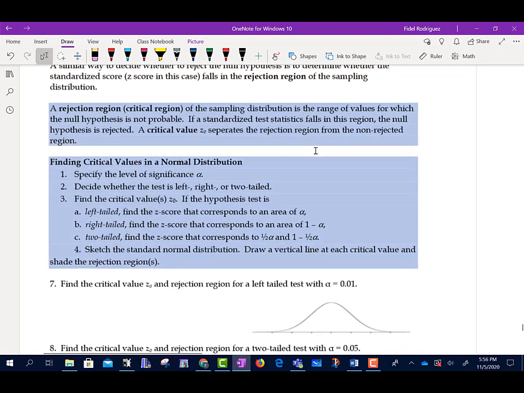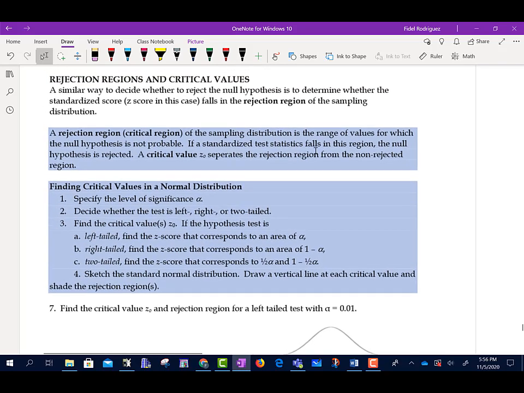So let's see. Here's the next part, and it says a similar way to decide whether or not to reject the null hypothesis is to determine whether the standardized test score, the z-score in this case, falls in the rejection region of the sampling distribution. It says a rejection region or a critical region of a sampling distribution is the range of values for which the null hypothesis is not probable. If a standardized test statistic falls in this region, the null hypothesis is rejected. The critical value z0 separates the rejection region from the non-rejection region.